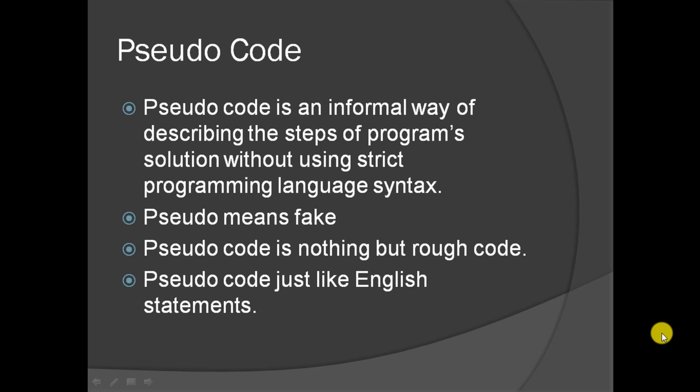So pseudo means fake, and pseudocode is nothing but a rough code, and in this pseudocode we will use English statements. So we do not concentrate on programming syntax, and we will only tell it in an informal way. So it is an informal way of describing the steps of a programming solution or, in general, an algorithm.